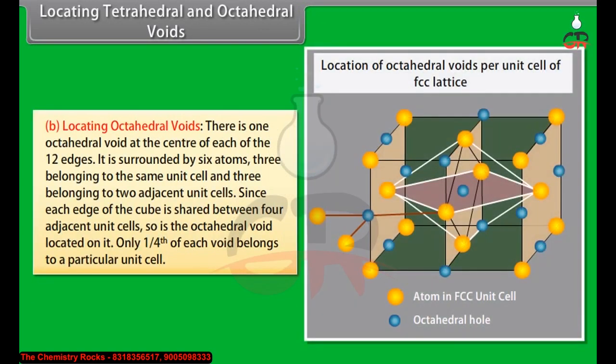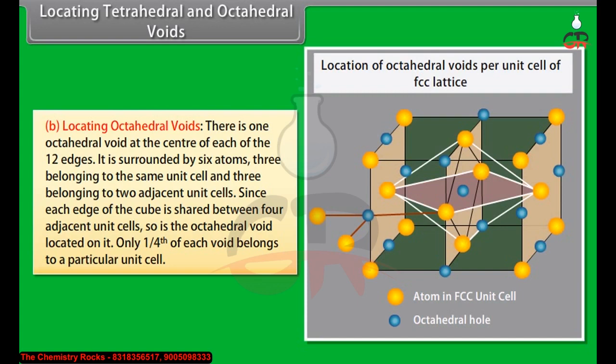Locating octahedral voids. There is one octahedral void at the center of each of the 12 edges. It is surrounded by 6 atoms, 3 belonging to the same unit cell and 3 belonging to 2 adjacent unit cells. Since each edge of the cube is shared between 4 adjacent unit cells, so is the octahedral void located on it.